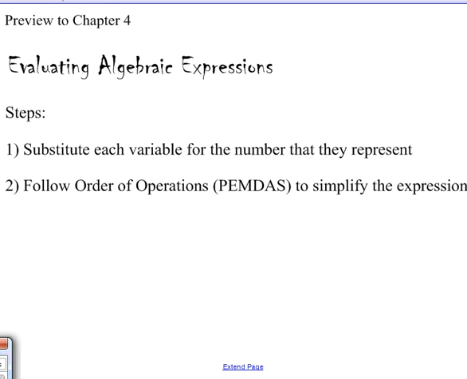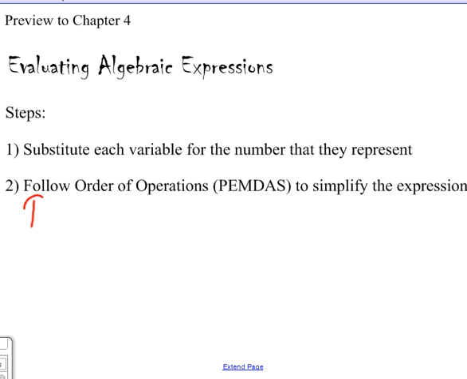Okay, we are going to review what you're going to be learning in Chapter 4. The first lesson in Chapter 4 is evaluating algebraic expressions. There are two things you have to remember. Step 1 is you first substitute the variables for the number they represent. And step 2 is you follow order of operations, which is PEMDAS.